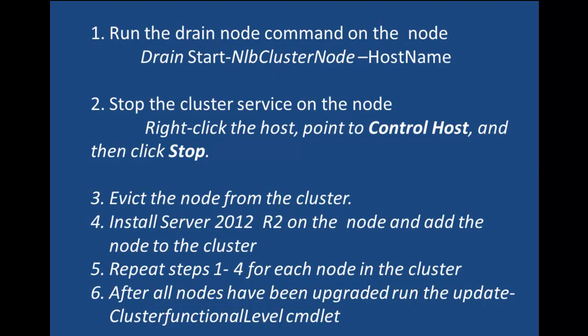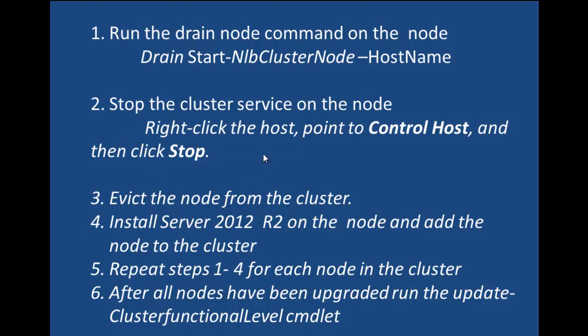Let's take a look at the steps we would take to perform a rolling upgrade. The first thing that you want to do is to run the drain node command on the node that we're going to be taking offline. When you drain the node, you're making sure that any pending client requests are addressed before you update that cluster. You can use the command drain start NLB cluster node hostname to drain the node. And then you want to stop the cluster service. You can do that by right-clicking on the host, pointing to the control host, and then clicking stop.